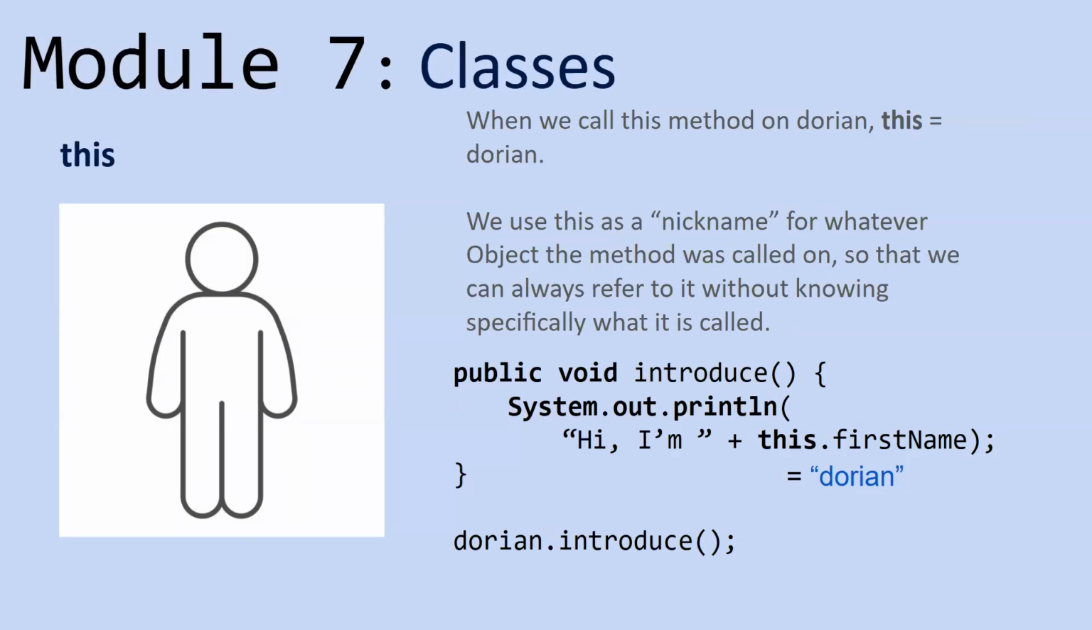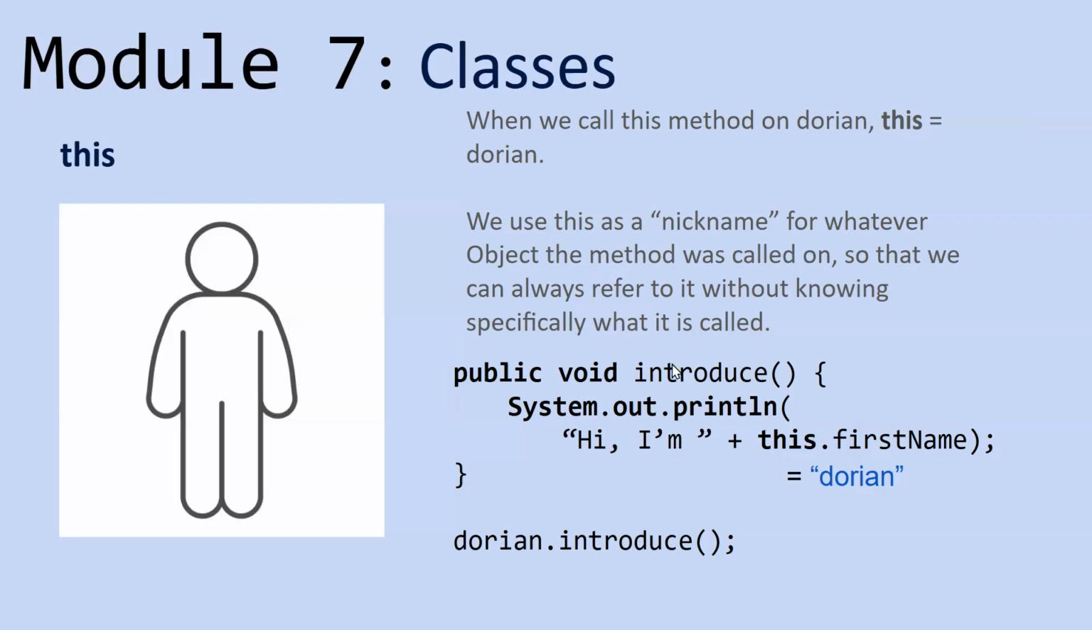And so we need a way to actually refer specifically to the instance variables of our instance, right? This just specifies that we're talking about the instance variable for the instance of person that this method was called on. I like the phrasing of a nickname for whatever object the method was called on. So in this introduce method, we use this dot first name to represent, hey, we're getting the first name specifically of the object the introduce method was called on, which in this case would be replaced with Dorian because we called it on Dorian.